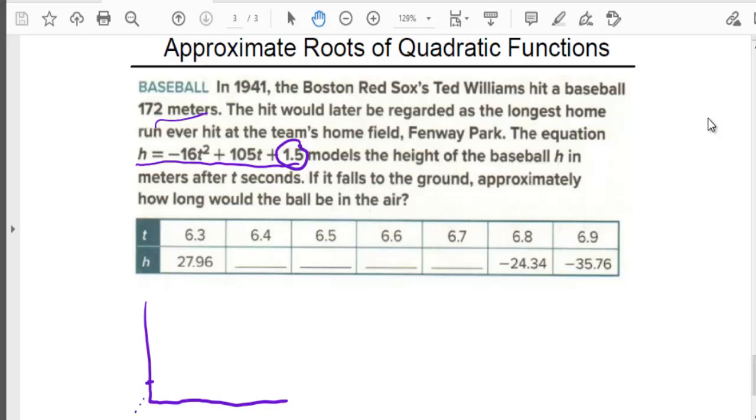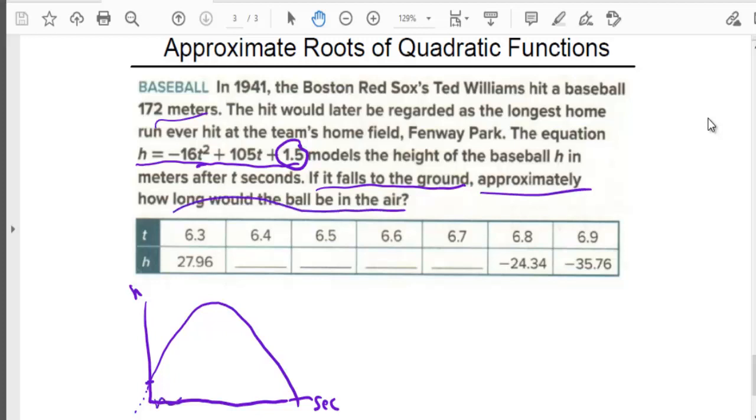Now the graph was continuing up like this, going up, and then the ball was coming back down. Now the x-axis here, according to what they're saying with this t value, is representing seconds. So that's t, time. So the y-axis up here is actually h, or height, above the ground. And what they want to know is, if it falls to the ground, and because of gravity it will, approximately how long will the ball be in the air.